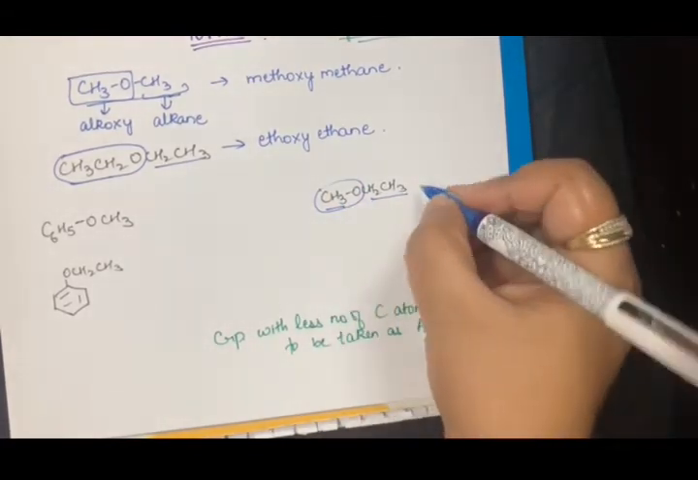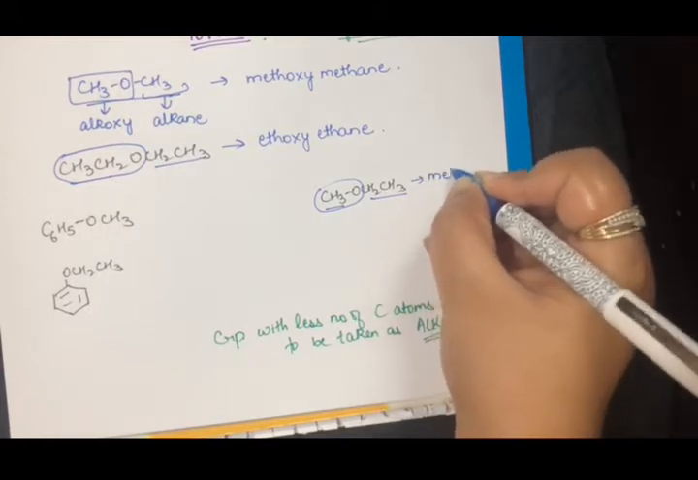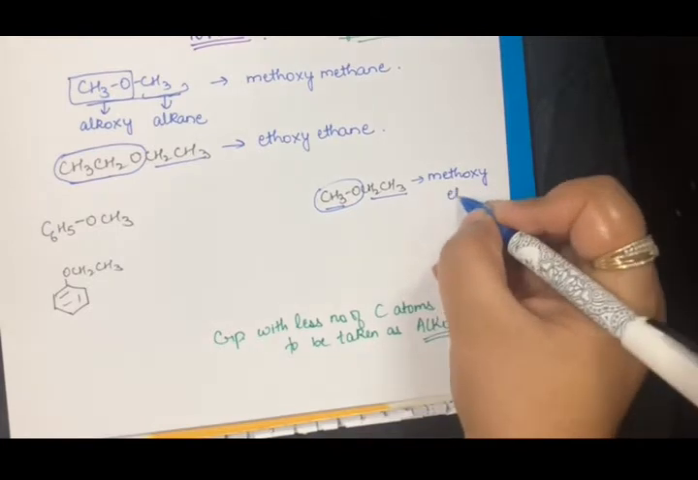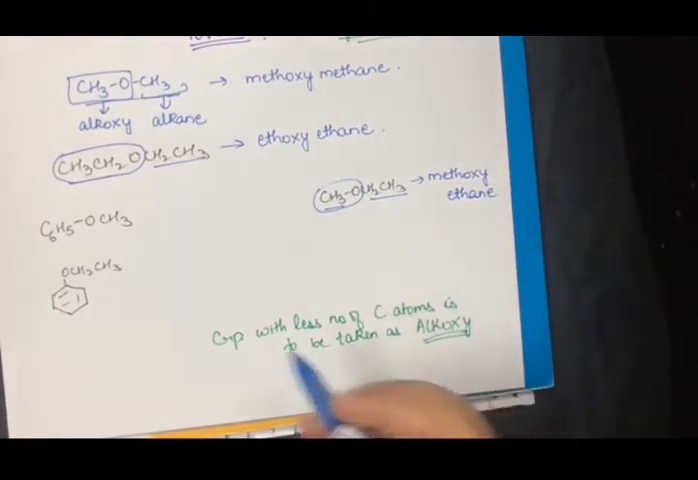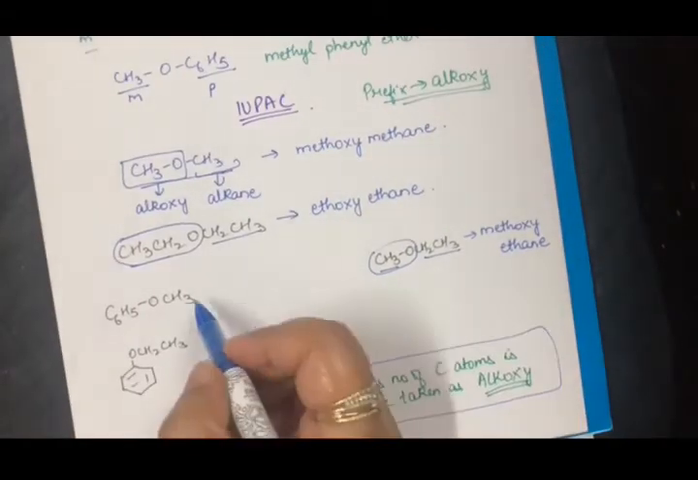And what is the number of the carbon atoms present in the alkoxy? It is 1. So I will write it as methoxy. And what is the 2 carbon chain called as? Ethane. Right, so please remember this rule and the naming would be very easy. Now let's talk about this structure.